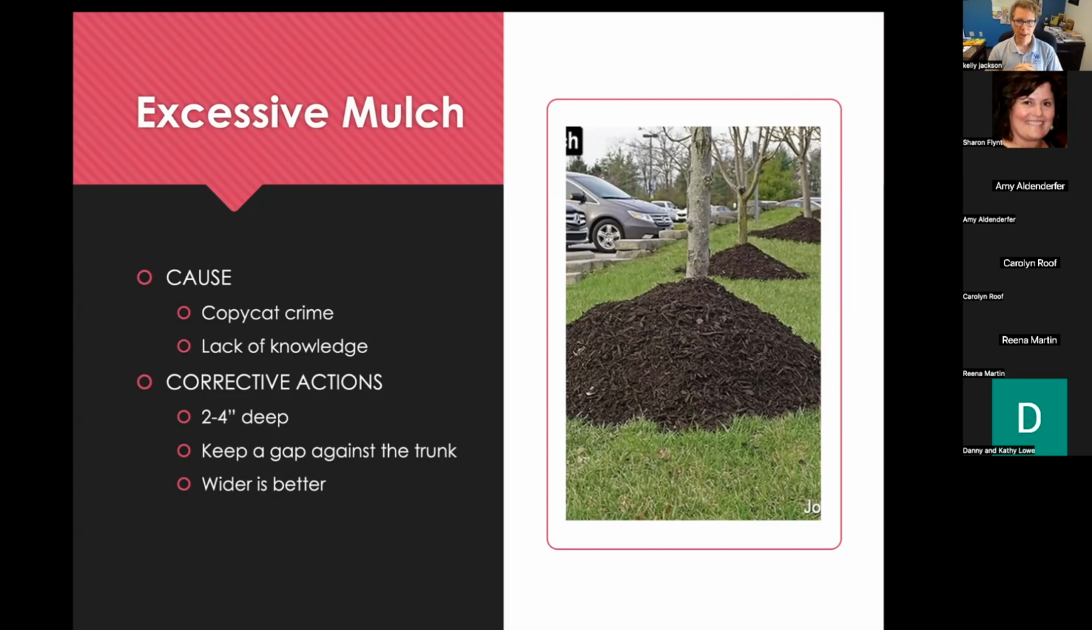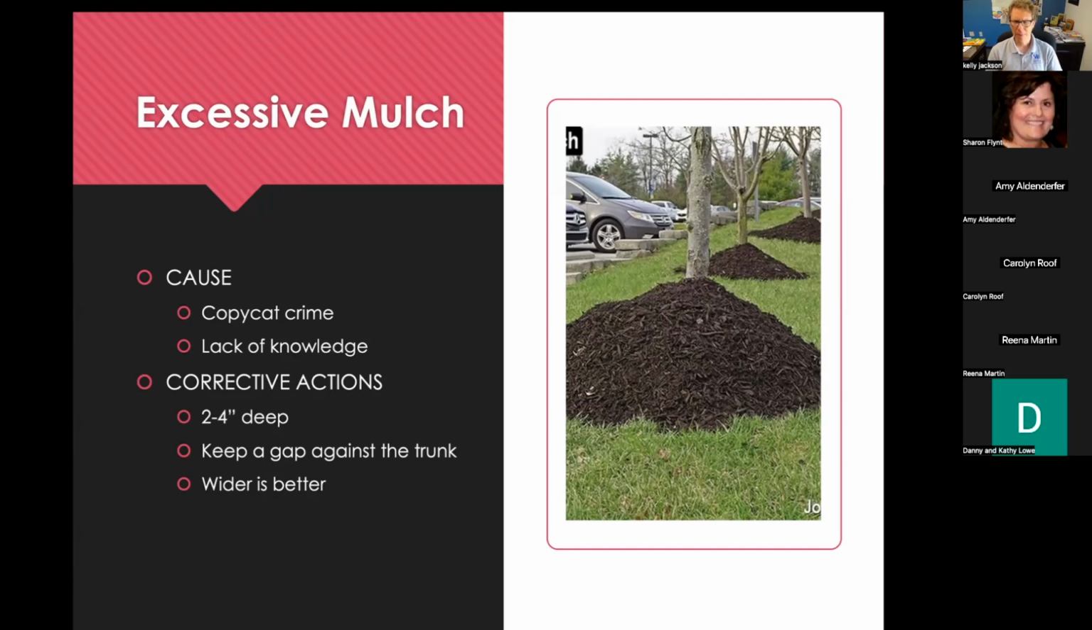I call this a copycat crime because people who don't know, that lack of knowledge, see it maybe done at their local box store out in the landscape, or at a fast food place or something, and then they go home and they mulch their trees in the same way. That's not a good way to follow that, right? So what are we supposed to be doing? 2 to 4 inches deep, 4 inches at the most, right? Keeping a gap around the tree.